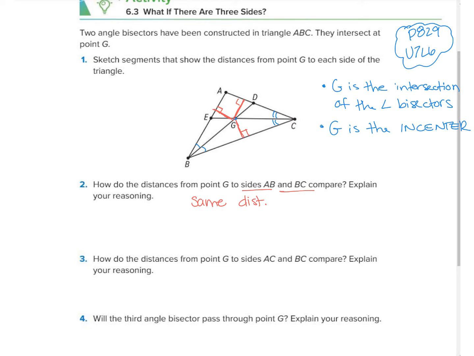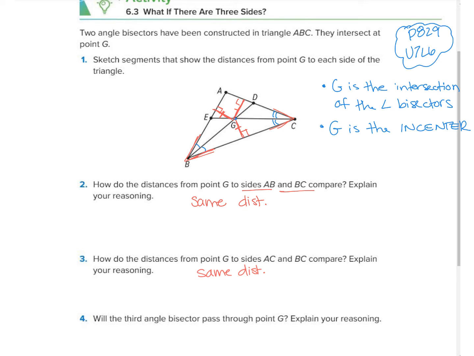How do the distances from point G to the sides of AC, that's the top one, and BC, that's the bottom one, compare? Well, they also appear to be the same distance because we know from an earlier lesson that all the points on an angle bisector are equidistant to the sides. So this distance and this distance should be the same to the sides of this angle C. And the same thing was true in number 2, to the sides of angle B.